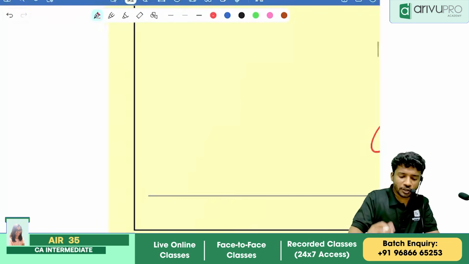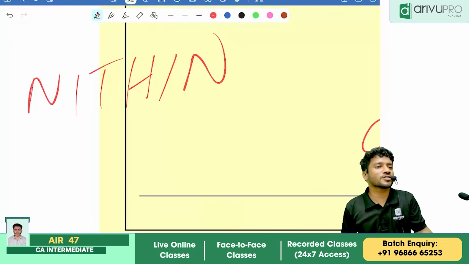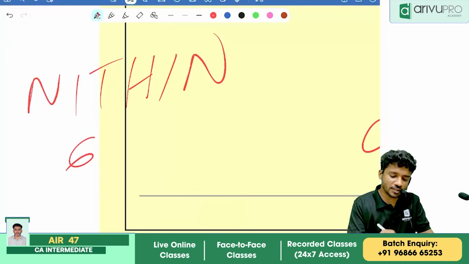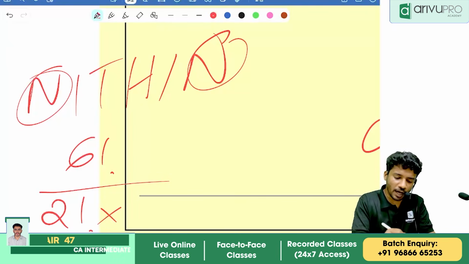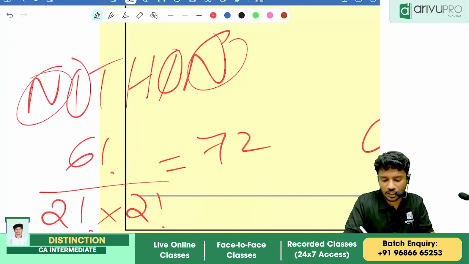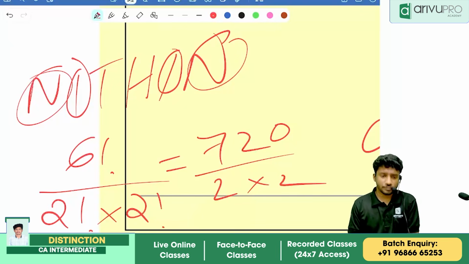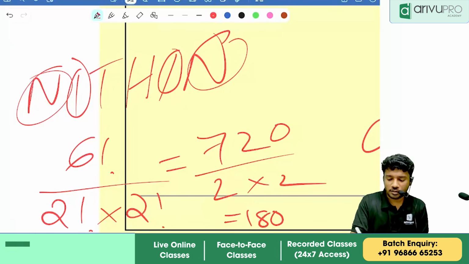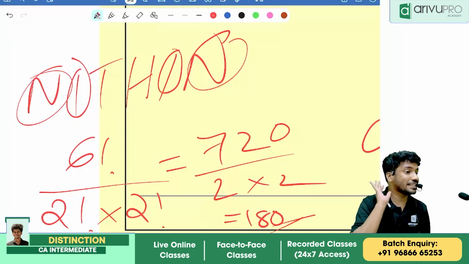Now somebody told Nithin, N-I-T-H-I-N. How many letters are there? 6. Divided by N is repeated, 2 factorial, into I is repeated, 2 factorial, which is equal to 720 divided by 2 into 2. How much is the answer? 180 ways. 180 new words can be formed using the letters of the word Nithin.